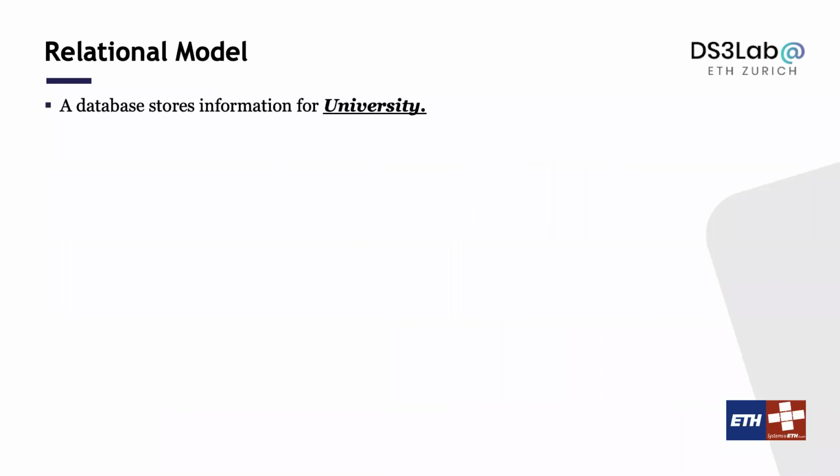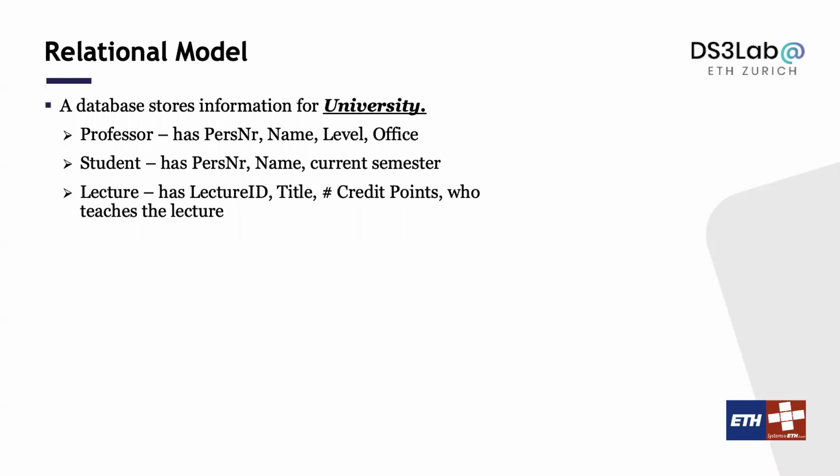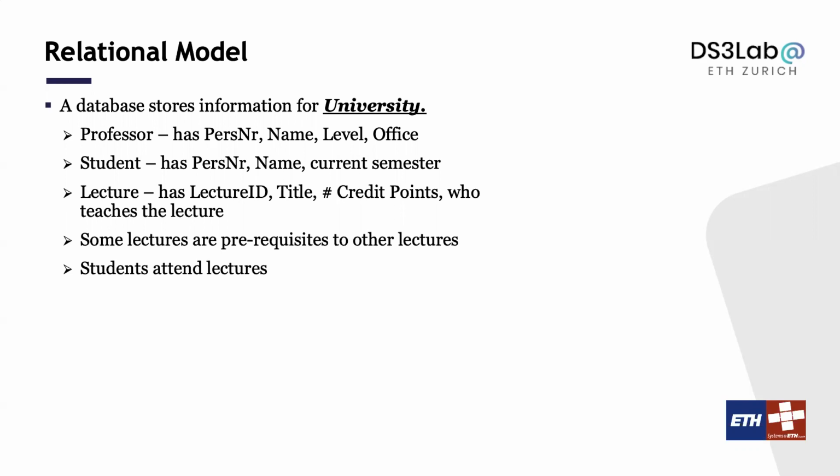So assuming that we want to design a database to store information for a university. So what type of data do we have? Right. So we have professors. Each professor has a personnel number, a name, a level, an office. Right? And we have students, and we have lectures, and some lectures have prerequisites. Right? You need to take one lecture in order to take the other one. There's a dependency between different lectures. And students attend lectures. And some students also take tests in lectures, and he or she is going to get a grade.